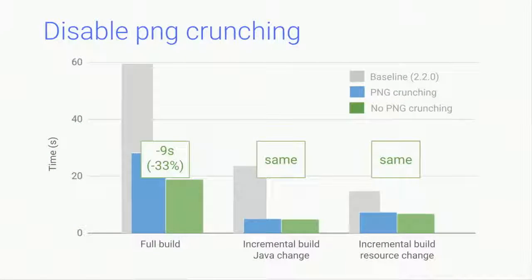So these are the numbers that I got after disabling PNG crunching. So you can see we shaved off 9 seconds off the full build here, which is pretty substantial. But that's also because the Santa Tracker has a ton of PNGs in it. So previously, we were spending a lot of time doing that. And for the other ones, they didn't really change that much. Now, here's the kicker. When I looked at the APK size with crunching and without crunching, it turns out there was no difference. Turns out Santa Tracker was already using pretty optimal PNGs to begin with, and it was just doing PNG crunching for no reason.